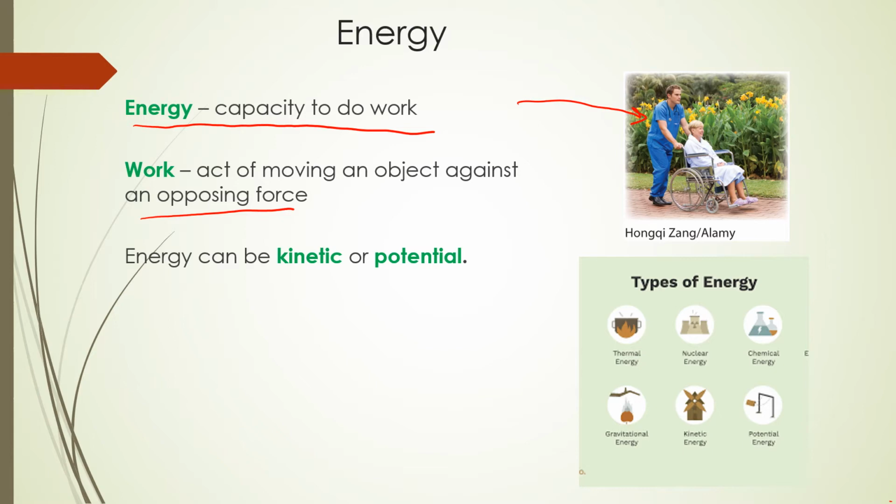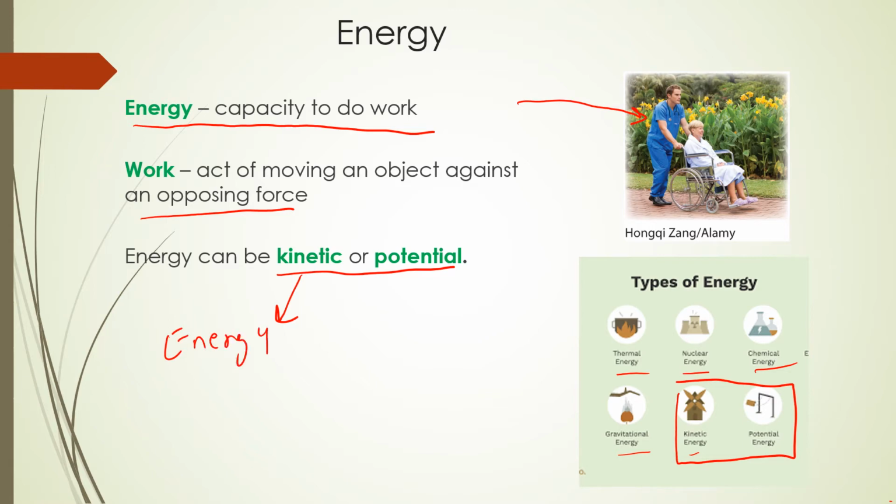There are many different types of energies. The most common ones are thermal energy, nuclear energy, chemical energy, gravitational. However, energy has two basic types, and these two basic types are kinetic energy and potential energy. Kinetic energy is energy due to motion.